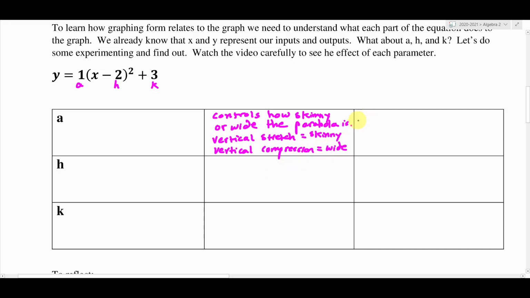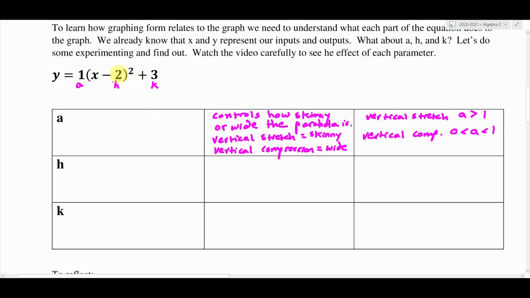And if I want to make something skinny, if I want to do a vertical stretch, then we need the A to be something bigger than 1. So 2, 3, 4, 5, 6, all those numbers that we experimented with, anything bigger than 1 is going to stretch our graph. If I want to do a compression, then A has to be between 0 and 1. So it has to be like a decimal or a fraction, like 0.2, 0.3, something like that, which is going to compress it and make the parabola wider.